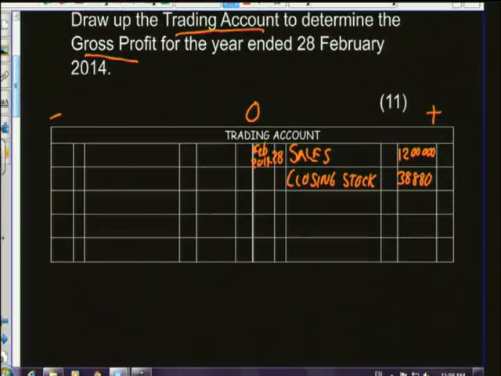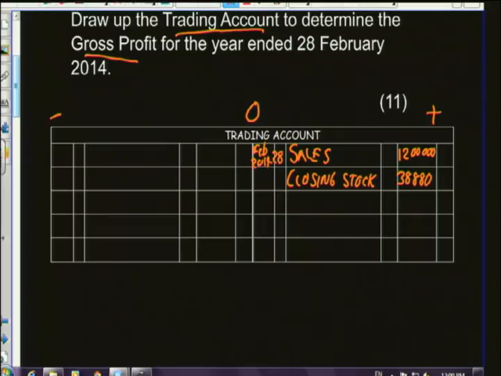38,880. Right, now I know a lot of you are probably thinking, but what happens if I get this amount incorrect? It can happen, guys. It is possible that this amount is incorrect. Can you be penalized twice in accounting? Never ever, guys. You can't.